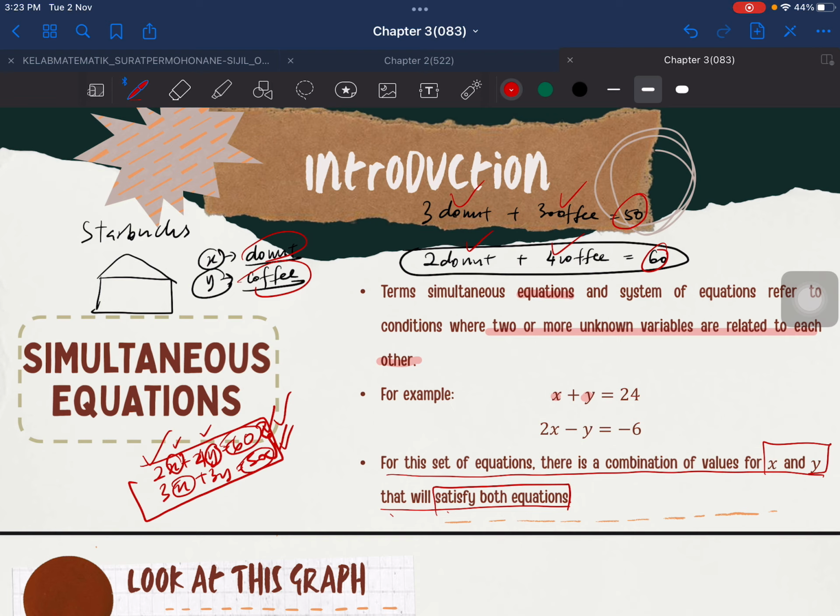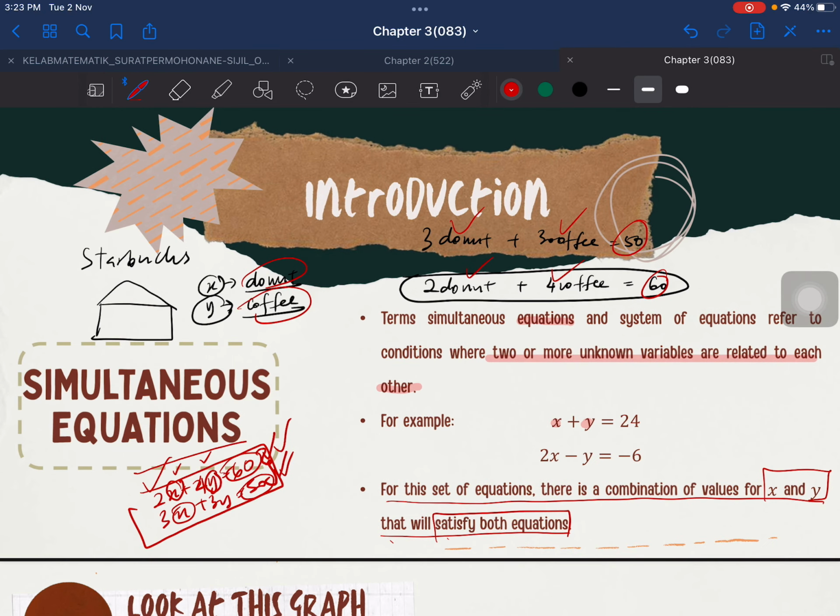Dan bila kita cari nilai X dan Y dalam persamaan serentak, iaitu simultaneous equation, the value of X and Y yang kita cari itu akan memenuhi kedua-dua persamaan ni. Persamaan pertama pun, persamaan kedua pun. Okay, so itu kita panggil sebagai simultaneous equation.